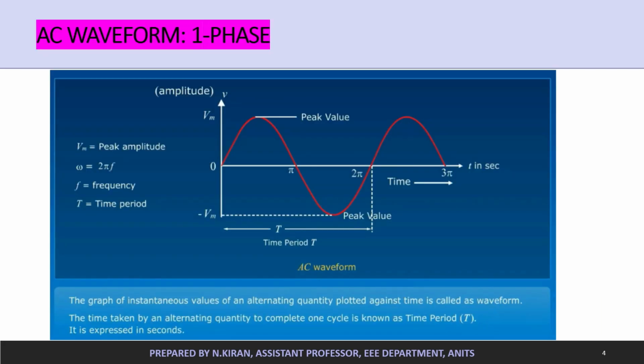A single-phase waveform is represented like this. As you know, the time taken by an alternating waveform to complete one complete cycle is called the time period, and this represents the peak value of the alternating quantity.